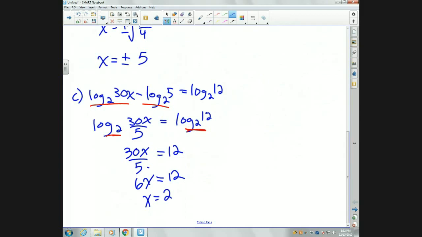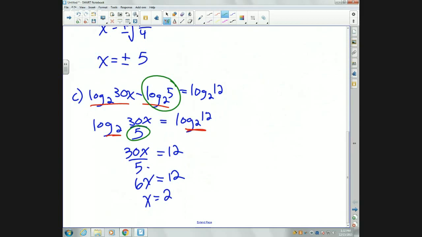The division by 5 here happens as a result of this right here. One of the rules for dealing with logs said if we have the log of one thing minus another thing and the bases are the same, we can rewrite that as a single log using the division of those two things that we're taking the log of. Was that Monday? Yeah.